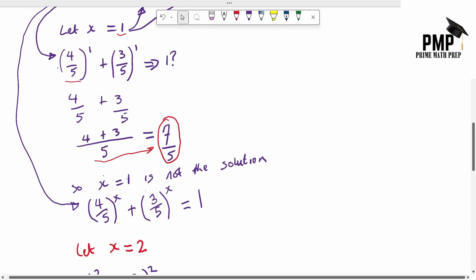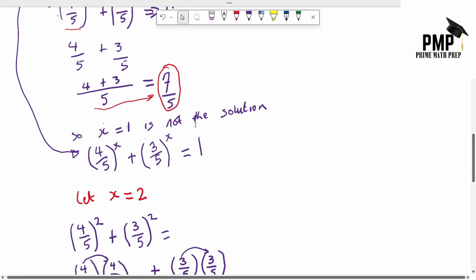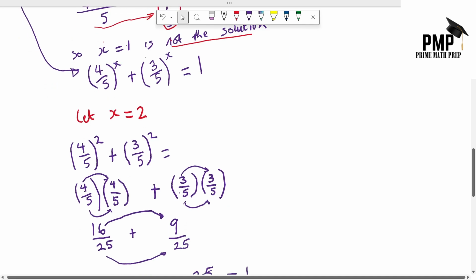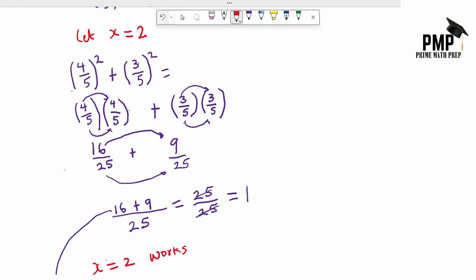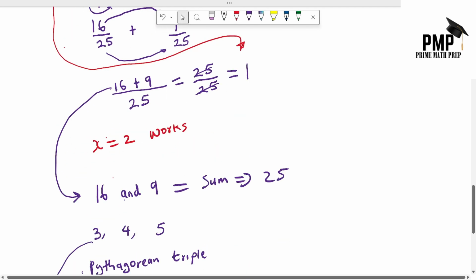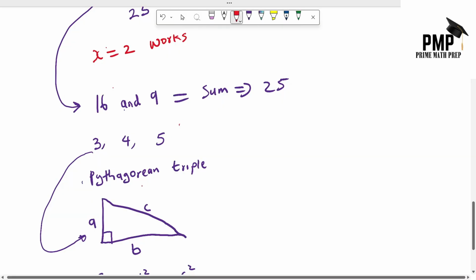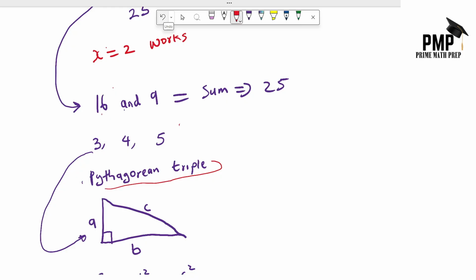So we said that 1 is not the solution we are looking for. Now let's try the next one, which is 2. When we substituted x to be 2, it gave us 1, and that became the solution we are looking for. I always said that if you paid attention, the Pythagorean triple appeared in our solution. We look at 9, 16, and 25.